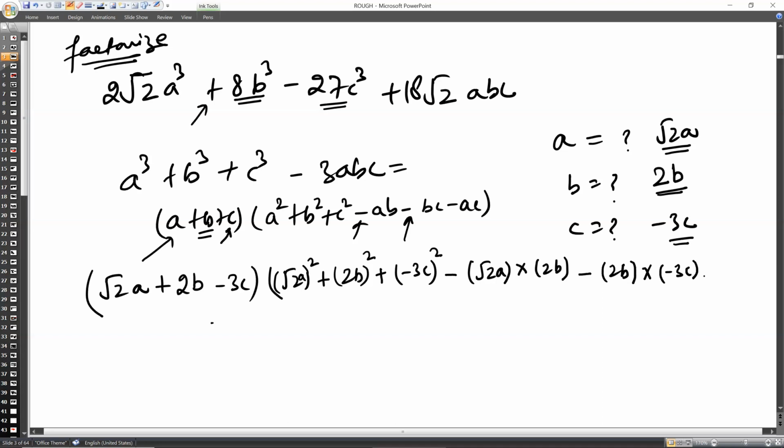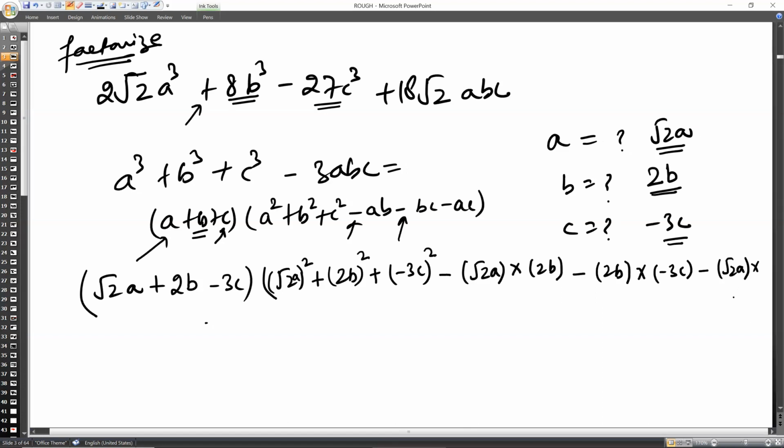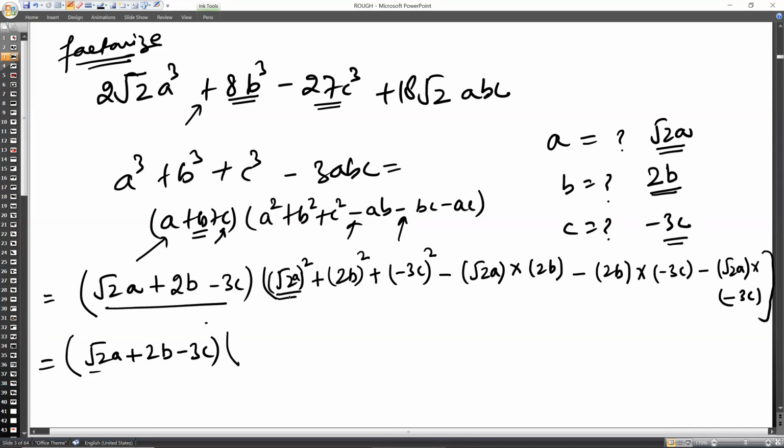And then again minus sign, minus root 2a into minus 3c. Got it? Now when you multiply this one, you are not going to multiply, you will have to write it this way: root 2a plus 2b minus 3c. This is a plus b plus c. Then what is the square of this one?